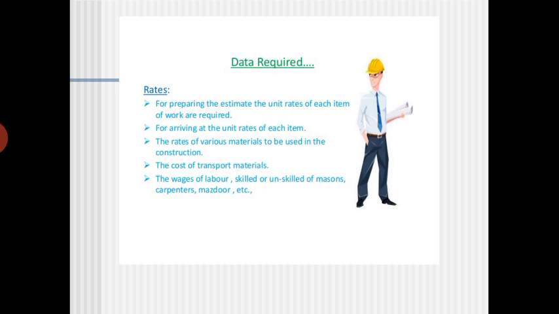Third one is the rates of various materials to be used in the construction. Then the cost of transported materials. First, transportation it is. Next, the labor.